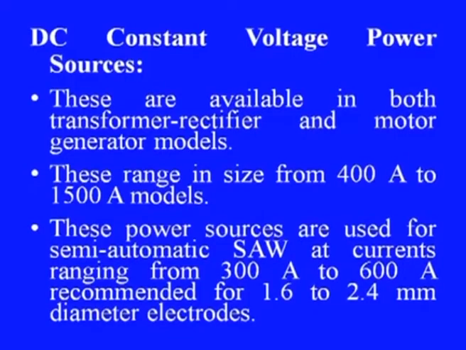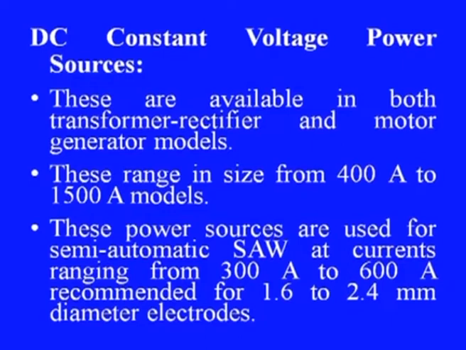Since the submerged arc welding process is generally a high current with a high duty cycle, therefore, a power supply capable of providing high amperage at 100% duty cycle is recommended. DC constant voltage power sources. These power sources are available in both transformer rectifier and motor generator models. These range in size from 400 ampere to 1500 ampere models.